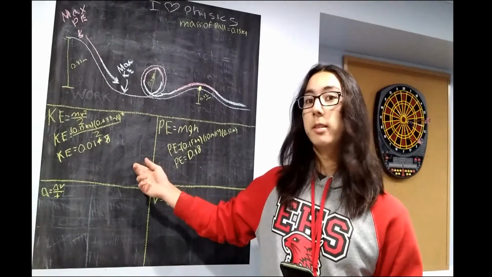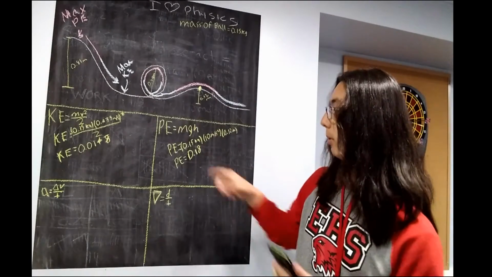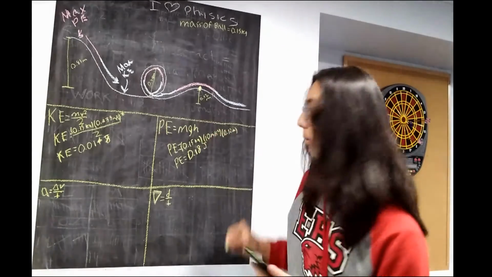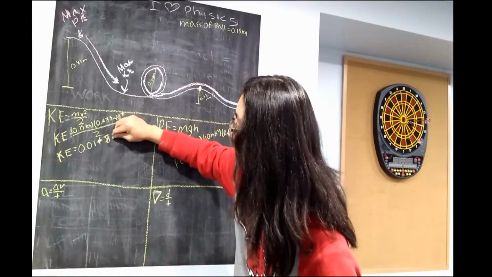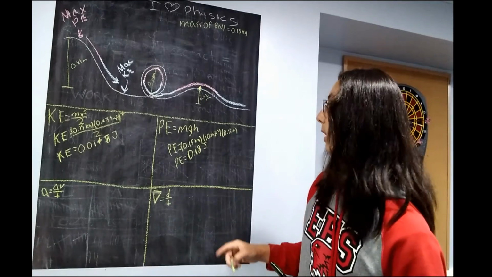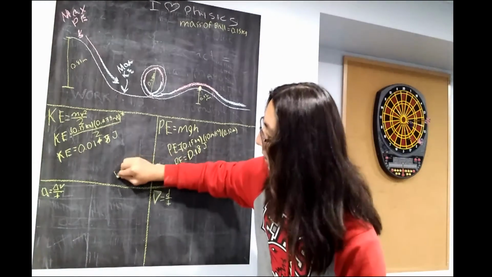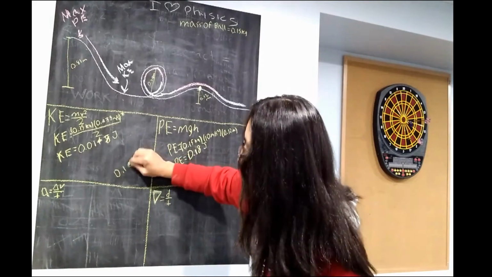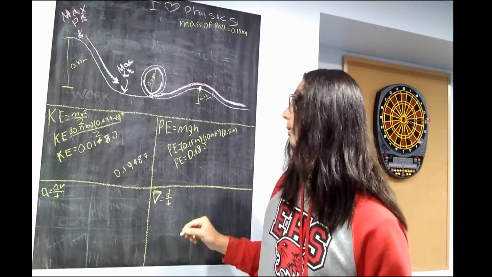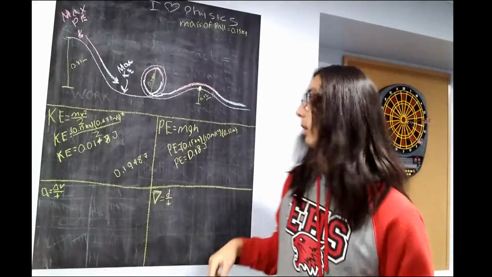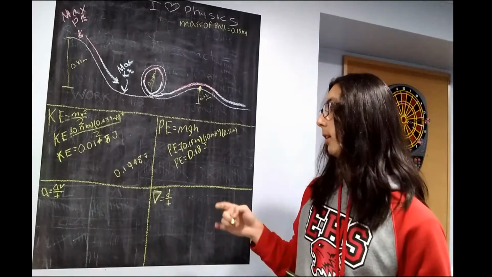Alright, got these two equations done. So the potential energy at this point is equal to 0.8 joules, and the kinetic energy is equal to 0.0148 joules. Now, if you add these two numbers together, you get 0.1948 joules, which is equal to the total mechanical energy, give or take a little bit.